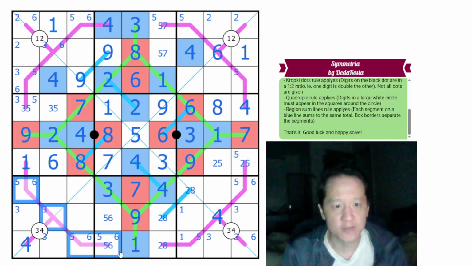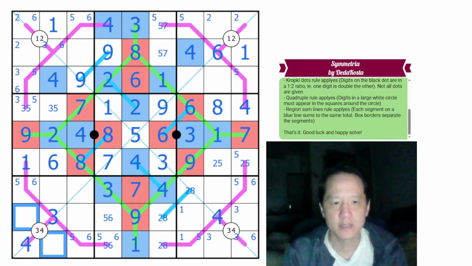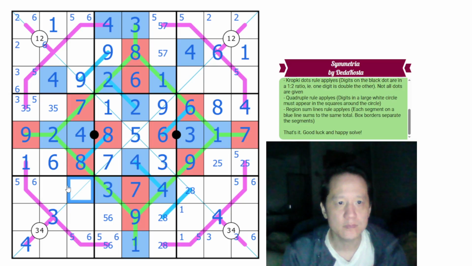Therefore, the rest of these digits are 2, 3, 4, 5, and 6. Well, this can't be 3. These can't be 3 because they have to surround the quad. Where is a 3 possible here? It has to be here. So this is 3, which means this can't be 3, this can't be 3, and this can't be 3. This can no longer be 3, so this is 5, which makes this a 3. So this can't be 3 here.